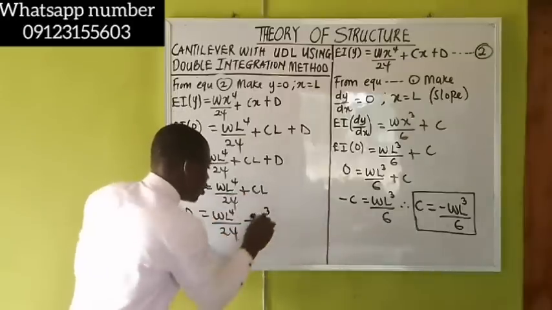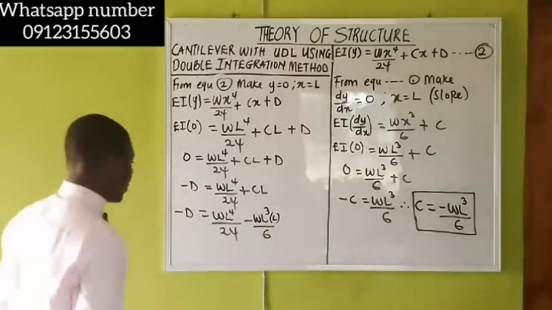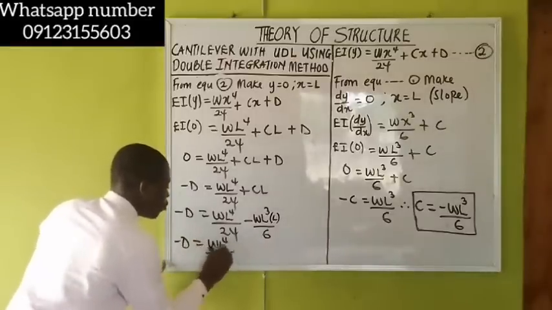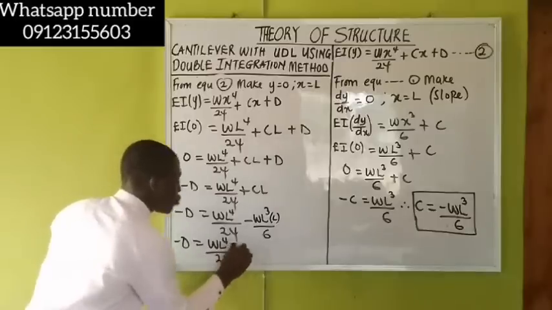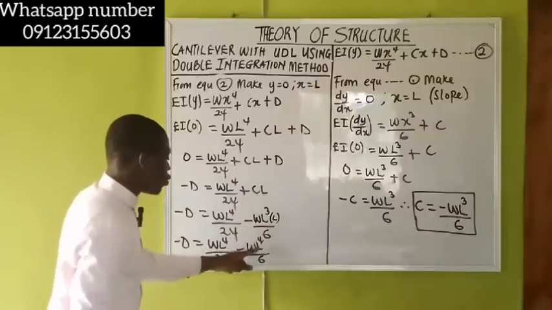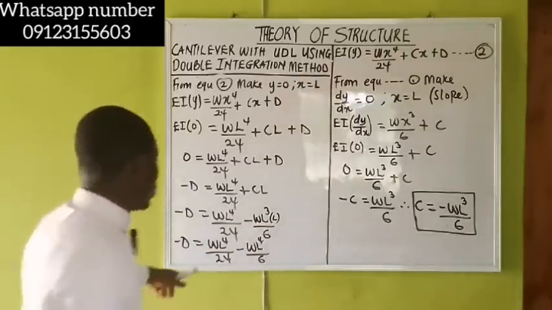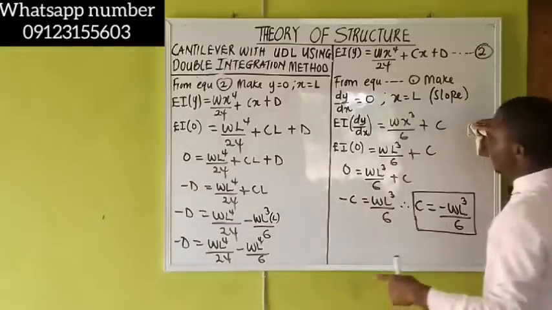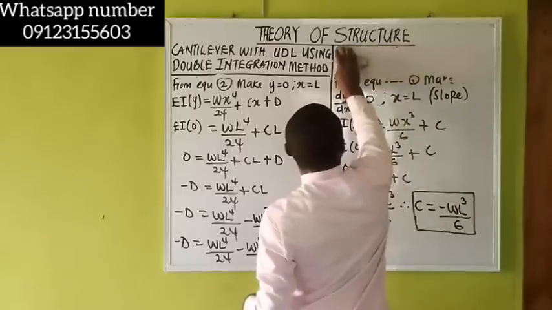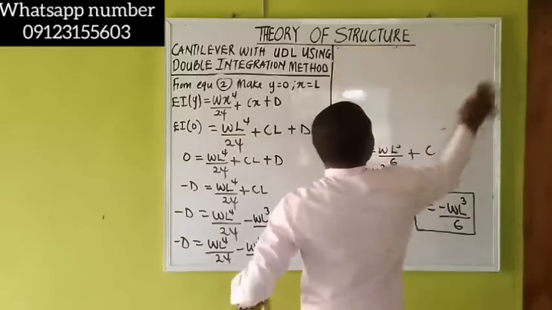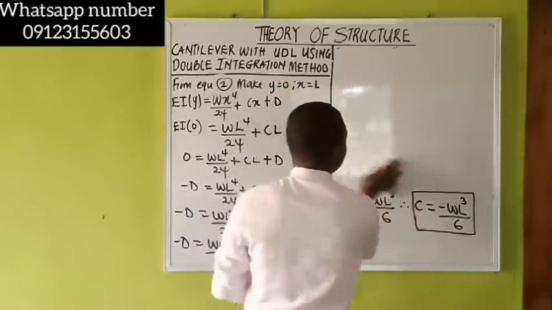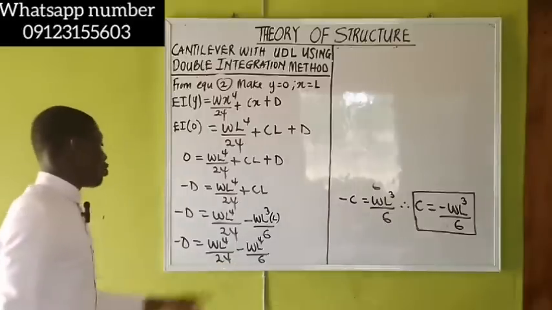Note that there's n here into n, right? If I proceed, I will have minus D is equal in value to Wn to the power 4 over 24 minus Wn to the power 4 over 6. Why? n to the power 3 times n, n to the power 4. Now my next task is to get the LCM. My LCM here is 24.